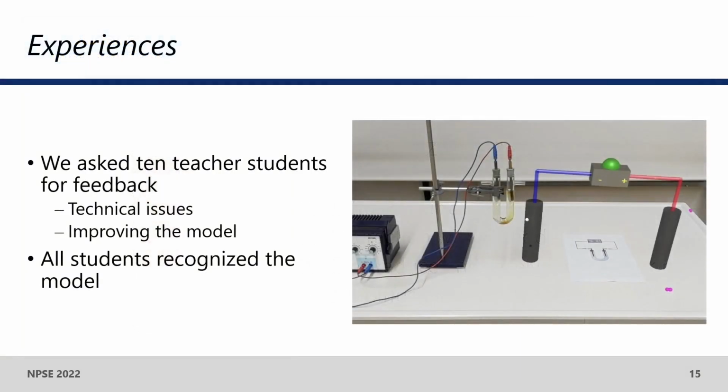After implementing the basic functions and animations, we asked 10 teacher students for first feedback in an open format. We requested the students to write down anything they noticed from a technical and a content-related perspective. By analyzing their answers, we improved our model and fixed some technical issues. For example, we increased the size of the font used in our information panels. All students recognized the experiment and were able to connect the model with the real experiment.